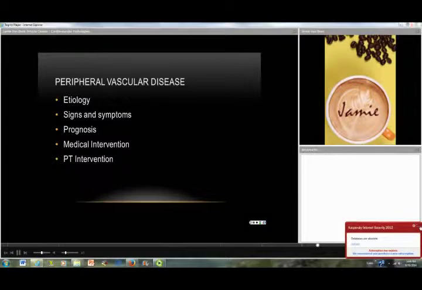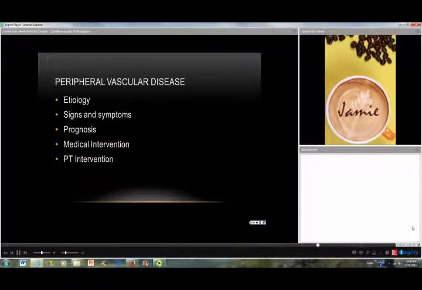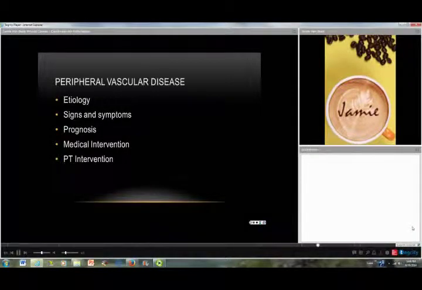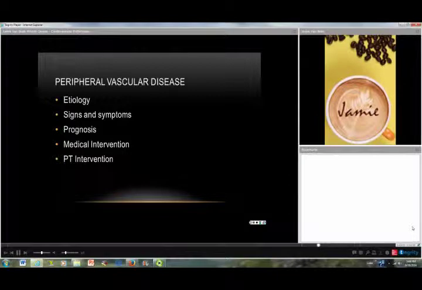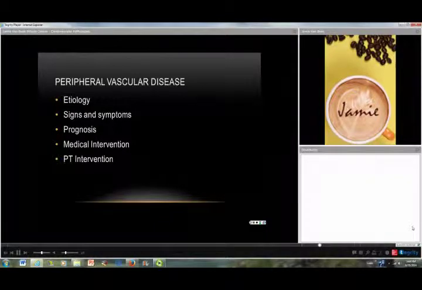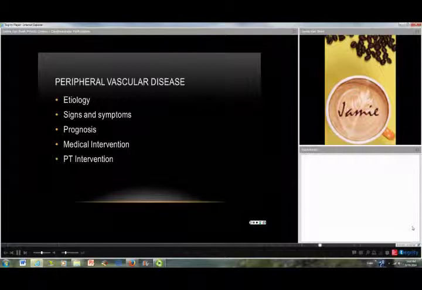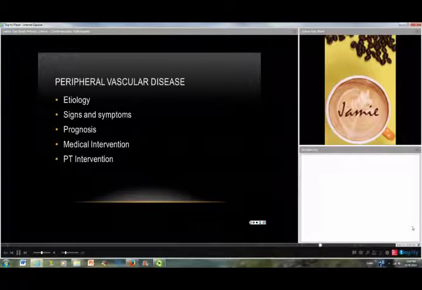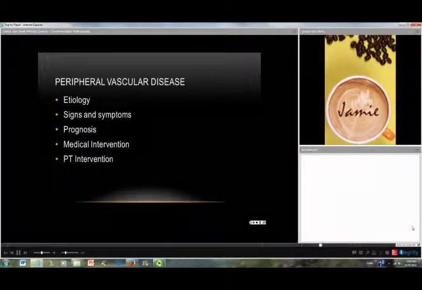How they figure out someone has peripheral vascular disease is with a Doppler study. So basically it's an ultrasound looking at the blood flow. It can tell them if there's any occlusions, how the blood flow is going to the feet. Treatment has several aspects, including slowing the progression of the atherosclerosis and maintaining circulation in the legs.